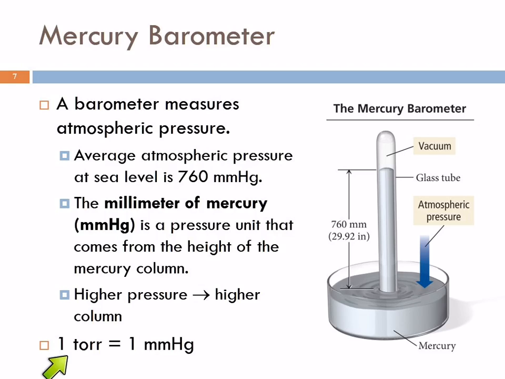There's another unit, the torr, and this is named after Torricelli. 1 torr is exactly the same as 1 millimeter of mercury. So it's just another name for a millimeter of mercury.